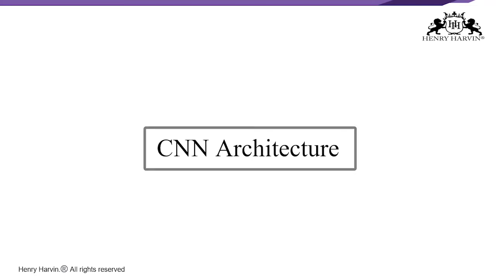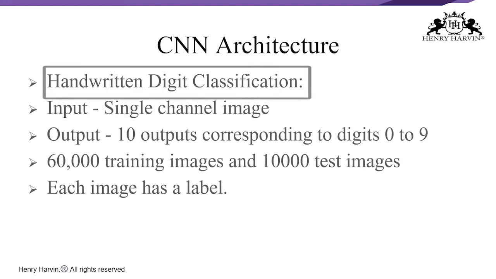Right, so in this video, we are going to discuss several CNN architectures. For this, I'm going to take two case studies. One is handwritten digit classification. We are very much aware of this MNIST data set, right? It is basically a handwritten digit classification.